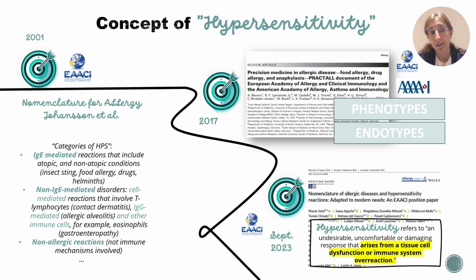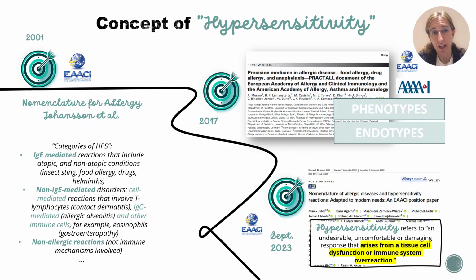And the last nomenclature for hypersensitivity, classification and describing mechanisms is from the EAACI, the European Academy of Allergy and Clinical Immunology. It's dated September 2023. And in here we have a broader concept for hypersensitivity because it refers to an undesirable, uncomfortable, or damaging response that arises from a tissue cell dysfunction or immune system overreaction. So in here we would include innate immune system, adaptive immune system, and also tissue-driven mechanisms.